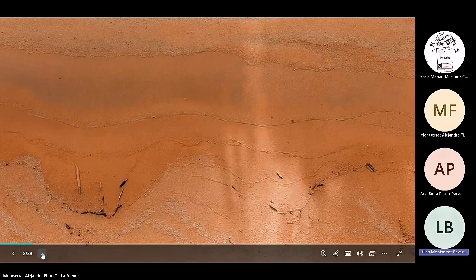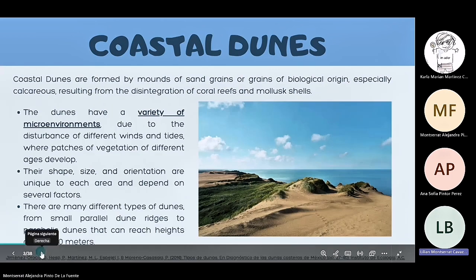Coastal dunes. Coastal dunes are formed by mounds of sand grains of biological origin, especially calcareous, resulting from the disintegration of coral reefs and mollusk shells. The dunes have very different microenvironments because of the winds and tides. Their shape, size, and orientation can vary, and they can reach heights of 30 to 40 meters.